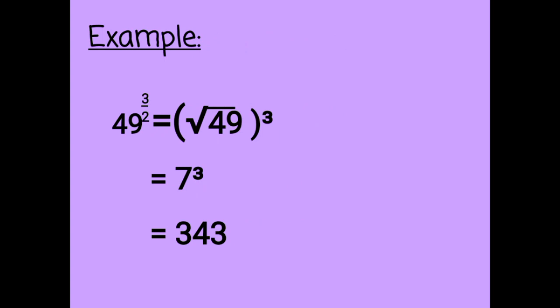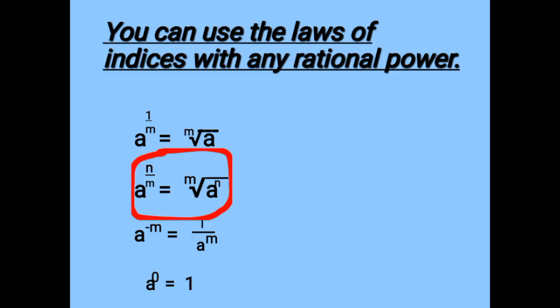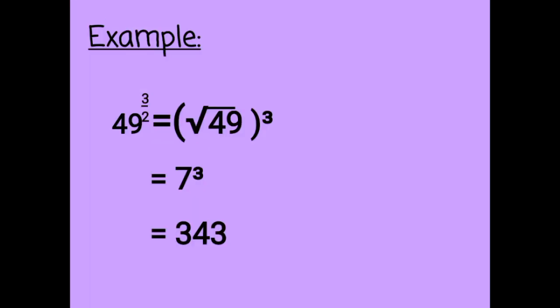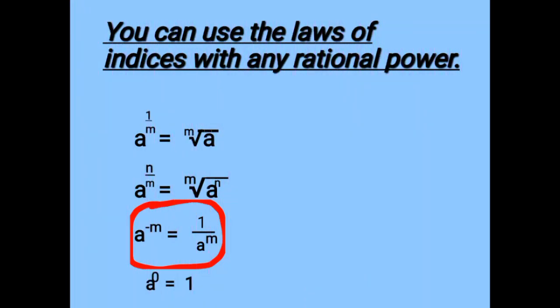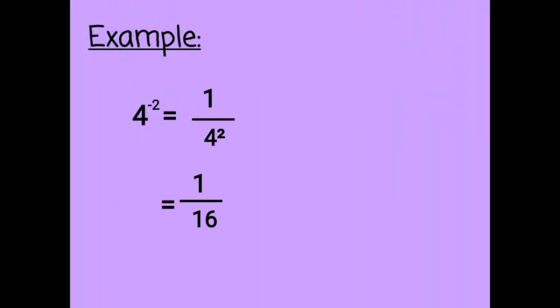49 to the power 3 over 2. As you can see here, this means the square root of 49, cubed. So 49 to the power 3 over 2 equals 7 to the power 3, which equals 343. 4 to the power minus 2. Using a to the power minus m equals 1 over a to the power m, we can see that 4 to the power minus 2 equals 1 over 4 to the power 2, which equals 1 over 16.